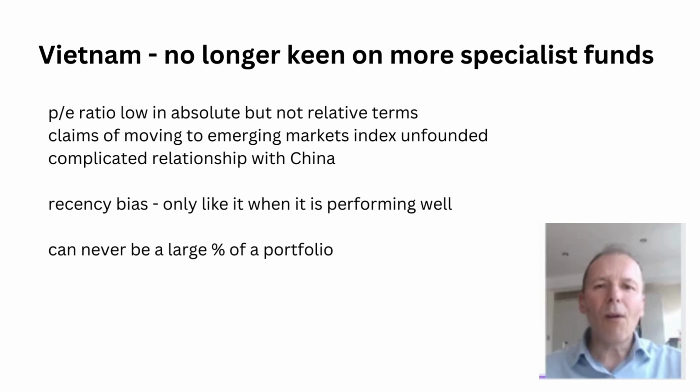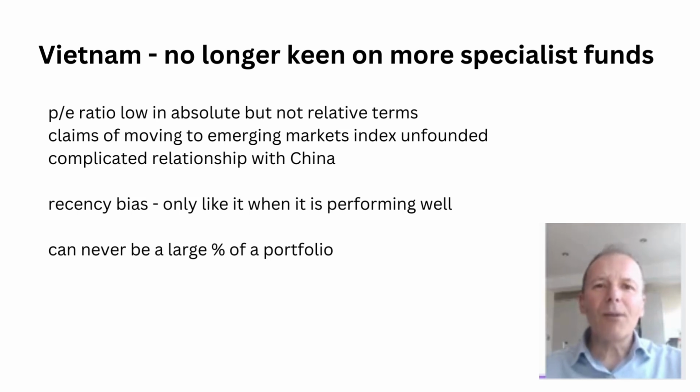There was talk of businesses relocating activity out of China and into Vietnam, but there's actually a very complicated relationship between China and Vietnam, and when China had a recession, that then stopped a lot of inward investment into Vietnam, and so Vietnam didn't do that well either. And the problem that I have is that I do have a lot of recency bias. If something's doing well in the short term, then I like it and I want to buy more of it, and I do end up buying high and sometimes selling low.